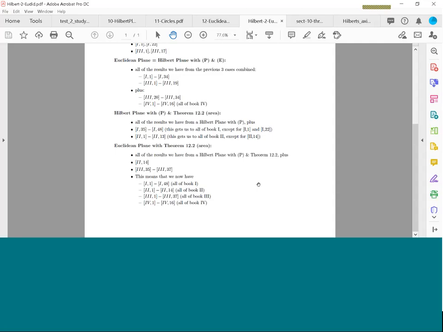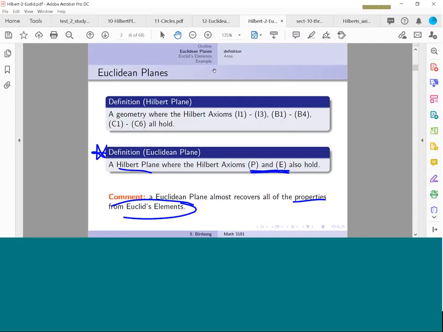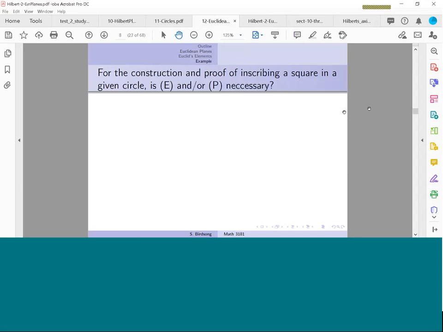The only thing left in section 12 that I wanted to talk about was one example to see how some of this stuff is used, and we will actually be able to get through most of that example. So let me jump to it. So this example says, hey, if we're looking at both the construction and the proof of inscribing a square in a given circle, do we actually need our circle axiom or our parallel axiom? Okay, so that's the big question right here.